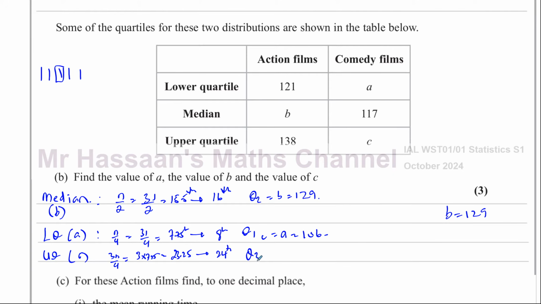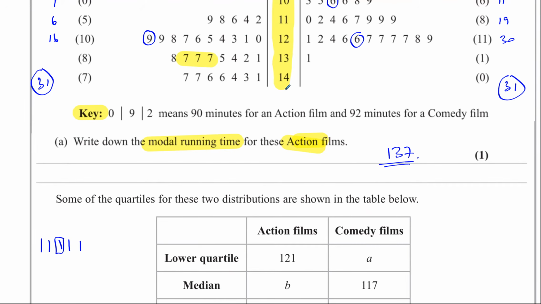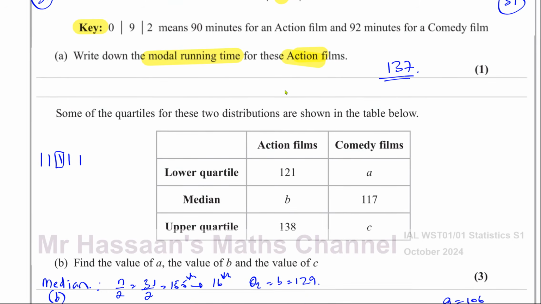So we got Q3 for the comedy films, which is equal to C, which is 126. So you have your answers here. A is equal to 106, B is equal to 129 and C is equal to 126. So there's the answer to part B.